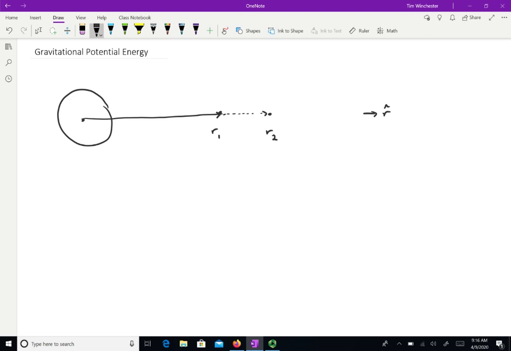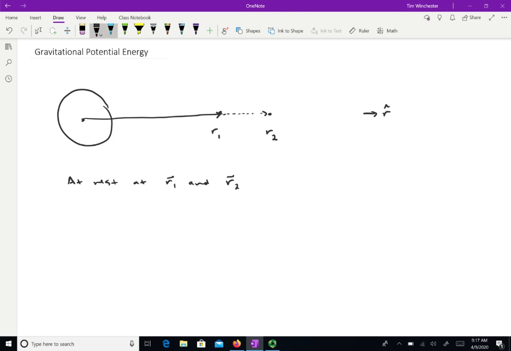Okay, so there are multiple ways to think about what's going on in this situation. So what I want to do is I want to imagine that the object is at rest at both times. So the object is at rest at R1 and R2. And an object would not just spontaneously go from some position to some position further away from a planet. That's not what we would normally expect.